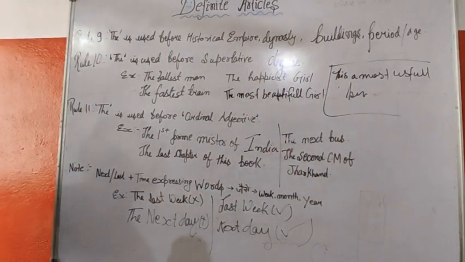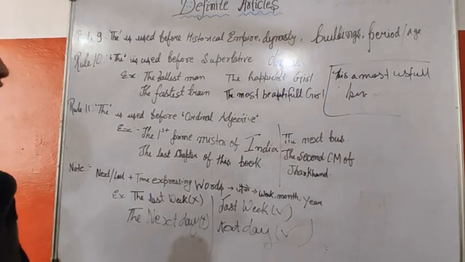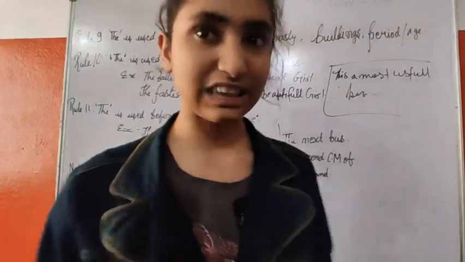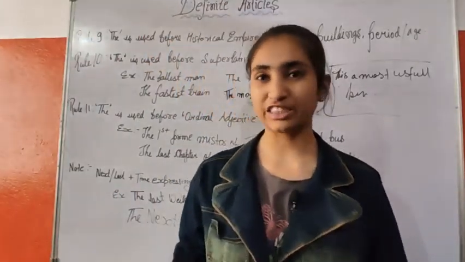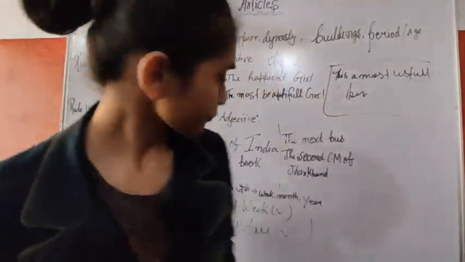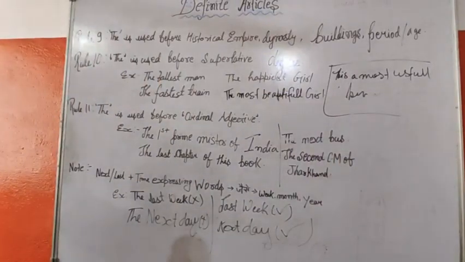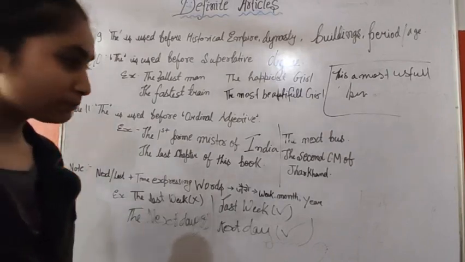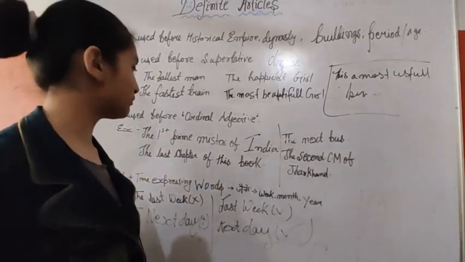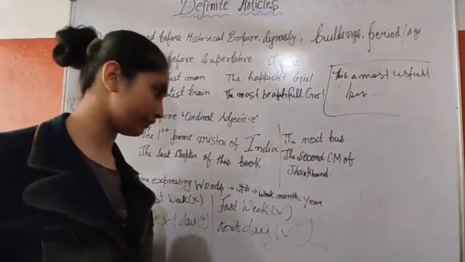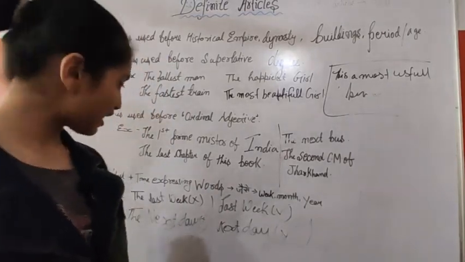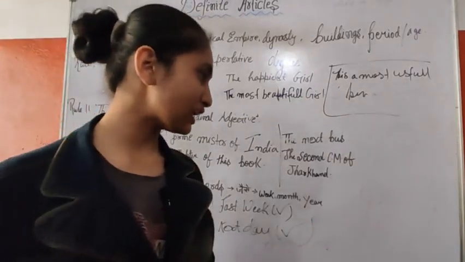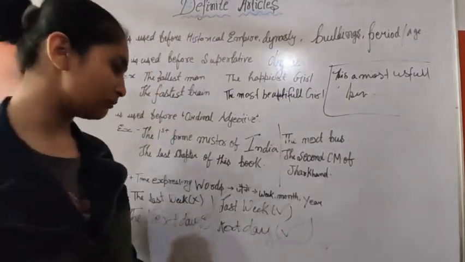What does the next rule say? "The" is used before the ordinal adjective. For example, ordinal adjective means what? First, last, second, third, fourth, fifth, sixth. Okay guys, so "the" is used before the ordinal adjective, for example, the first Prime Minister of India. You will have to answer me in the comment box: who was the first Prime Minister of India? So, the last chapter of this book, the next verse, the second CM of Jharkhand. CM means Chief Minister.